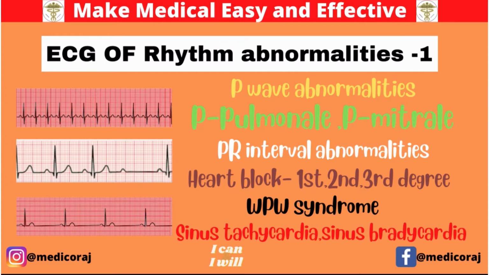First of all I will discuss P wave abnormalities like P pulmonale and P mitrale. I will explain the difference between P pulmonale and P mitrale ECG. After that I will discuss the PR interval abnormalities, like prolongation or shortness of the PR interval. In the prolongation of PR interval, I will discuss the first degree, second degree or third degree type of heart block, and also Mobitz first and Mobitz second type.